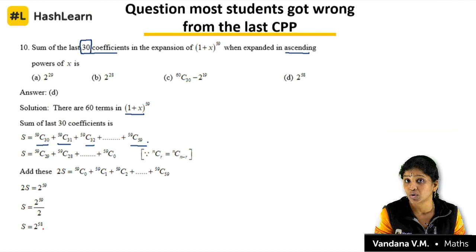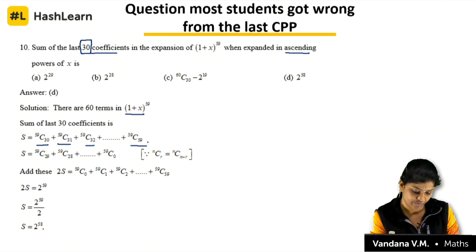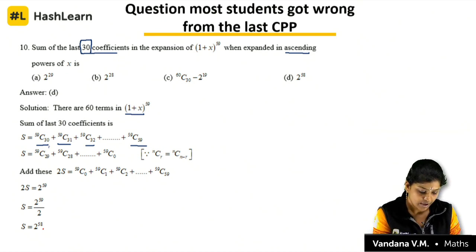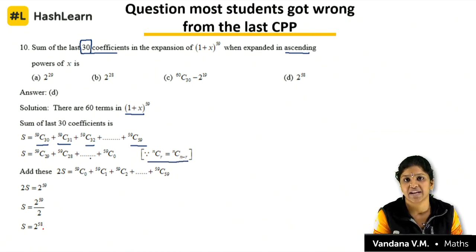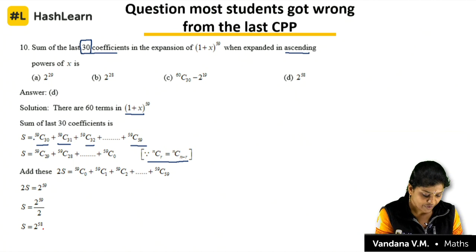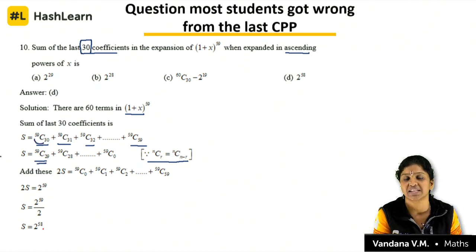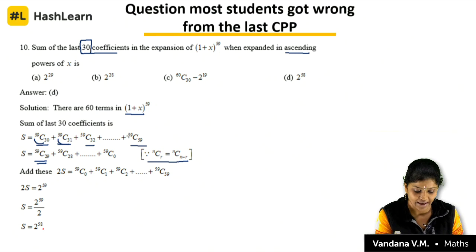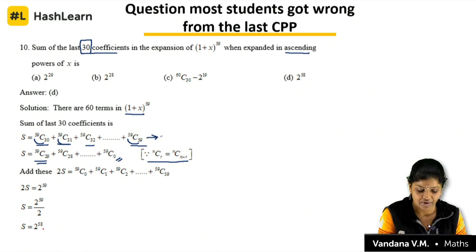Till where will it go? Till 59C59. Now we know that nCr is equal to nC(n-r). 59 minus 30, I can write it as 59C29. Next, subtracting, 59C28. Like that, 59 minus 59, the last term will be 59C0. This is equation number 1. This is equation number 2.